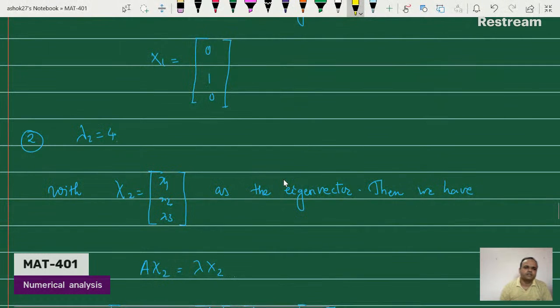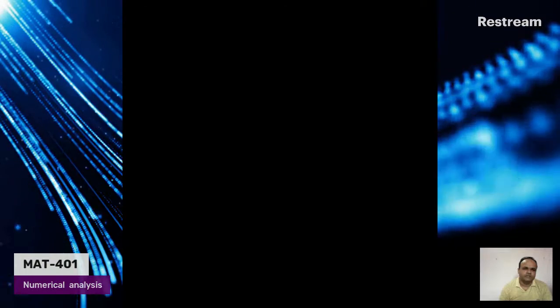So next we'll find the eigenvector corresponding to the second eigenvalue, that is lambda 2 equal to 4.